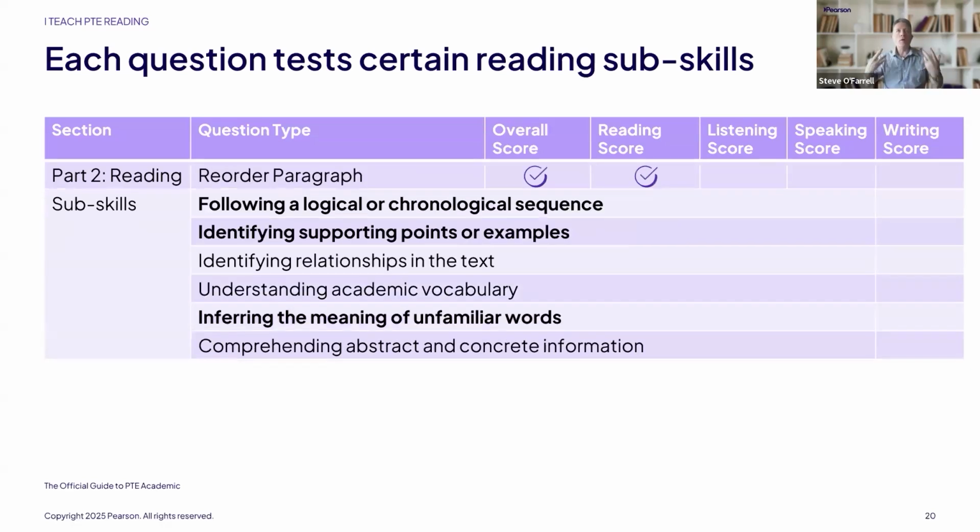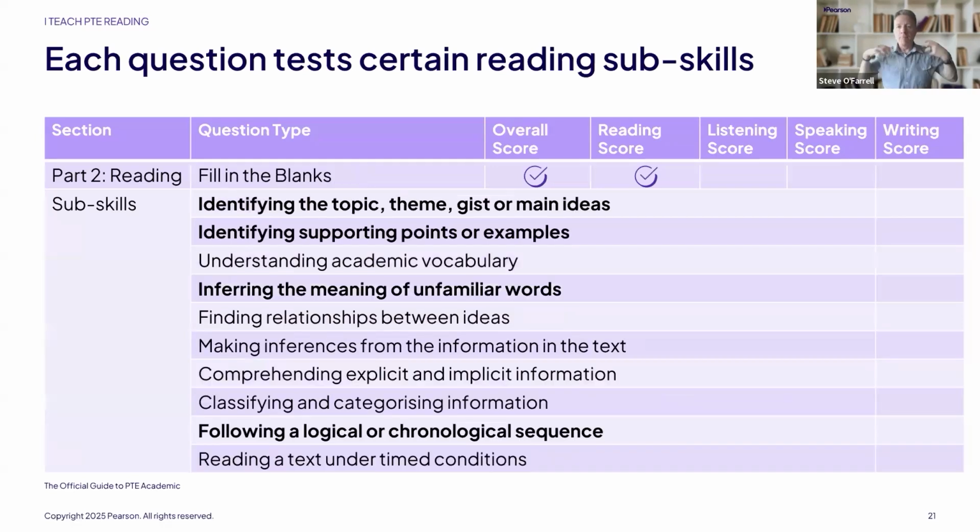Let's look at the next one. Reorder paragraph. You should be starting to see the connections here with the bolded ones. They're very close to each other. Following a logical or chronological sequence again. Supporting points or examples. Inferring the meaning of unfamiliar words. That's obviously quite important. We've also got relationships in the text. We've got academic vocabulary again. I haven't bolded that for a specific reason. Abstract and concrete information. So these are the sub-skills for reorder paragraph.